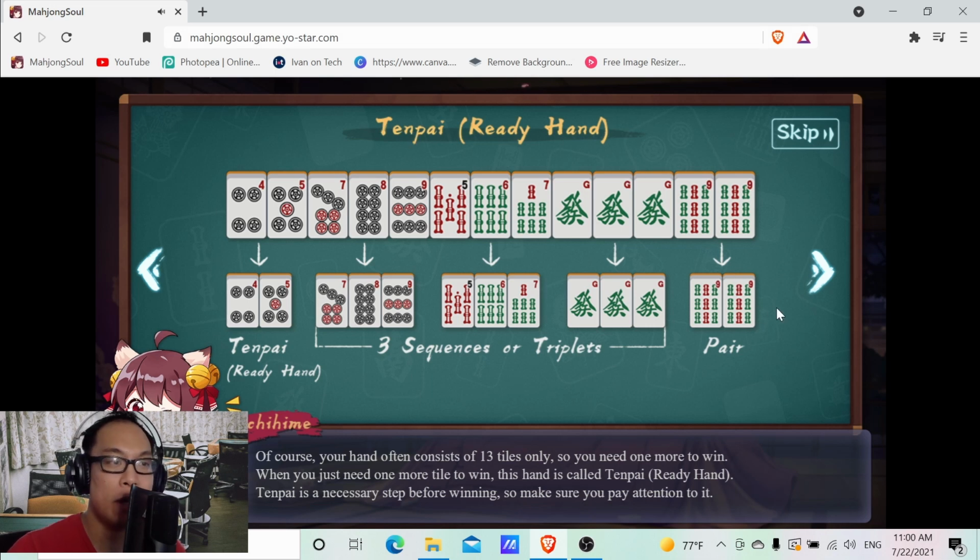Okay, it's going over tenpai. Tenpai is a term that's used when you're just one tile away from winning. You can either win from your opponent, or you can draw the tile out from the wall, aka the deck.